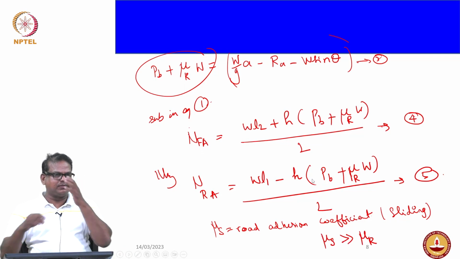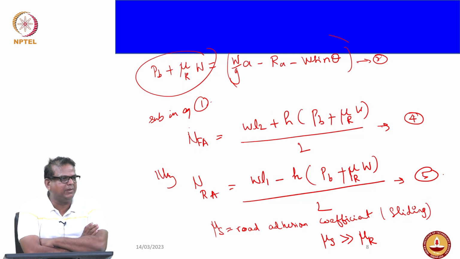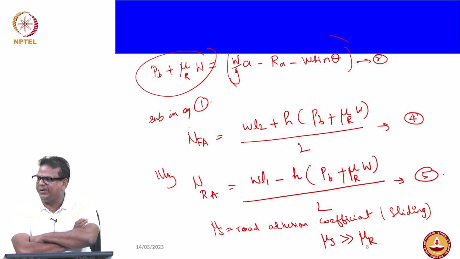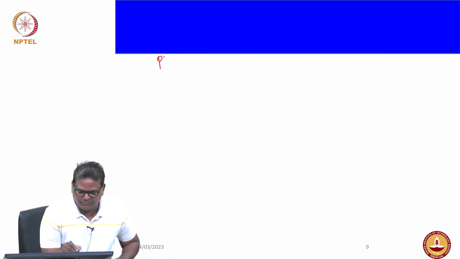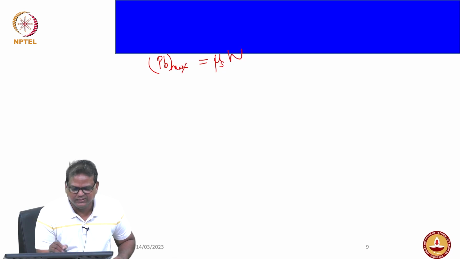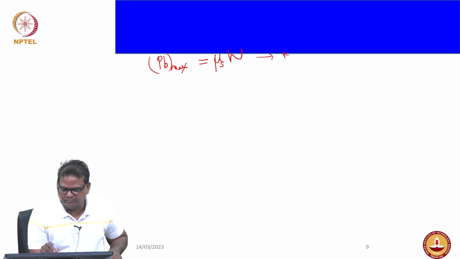So in that case, when do you expect the maximum braking effort? I am talking about PB max. When do you expect the maximum? When PB max equals your road adhesion coefficient times the load. This is the condition where we expect the maximum effort. This is where we get the maximum braking effort.